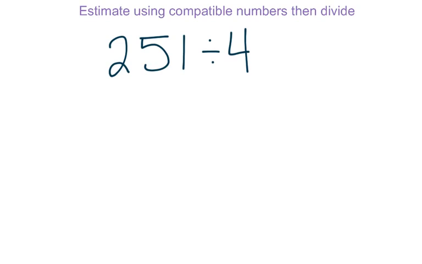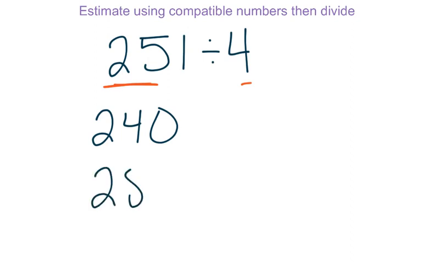To do this, I'm going to underline my 2 greatest place values, and I have to think about my divisor. Does 4 go into 25 evenly? It does not, but I want to think about what it does go into evenly that's close to 25. 4 goes into 240 evenly. 4 also goes into 280 evenly. So these could be two compatible numbers that you could choose.